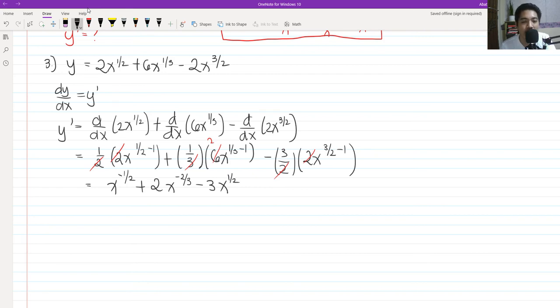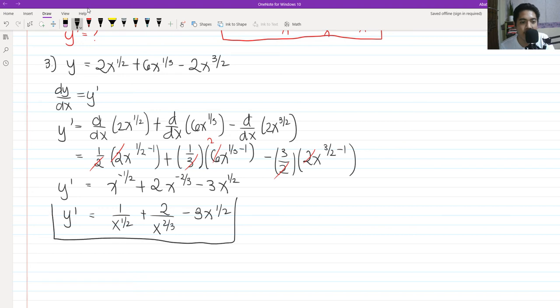So to make our final answer clear, we have to eliminate the negative exponents by reciprocating them. So again, we have 1 all over x raised to 1 half plus 2 all over x raised to 2 thirds. And then, finally, we can write this last term as it is: minus 3x raised to 1 half. So this should be our final answer for this problem.